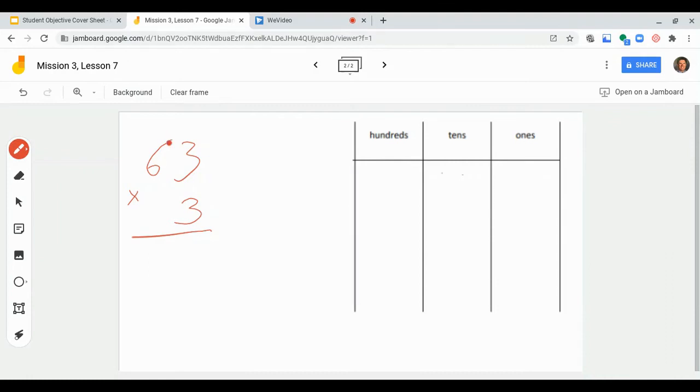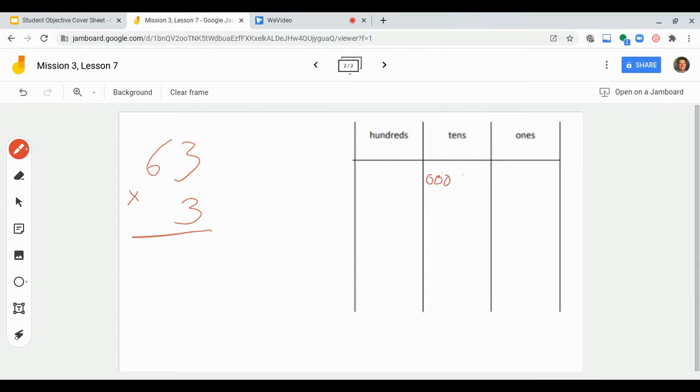So same idea, but now I'm given 63 times 3. The first thing I need to do is represent my 2-digit number in the place value chart. So I need to represent 63 in the place value chart. So how many tens are in 63? Well, there's 6 tens. So I'm just going to make 6 tens.